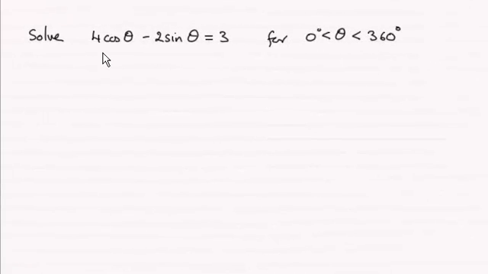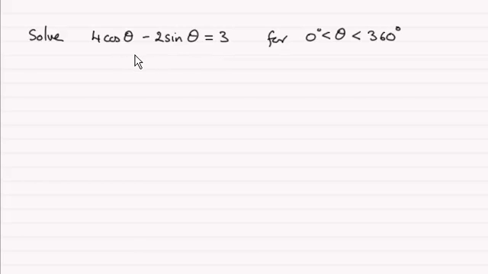Hi, now for this question we're being asked to solve this trigonometric equation: 4 cos theta minus 2 sin theta equals 3, for theta between 0 and 360 degrees. Now in the previous part we saw that the left hand side here could be written as the square root of 20 multiplied by the cosine of theta plus 26.560 and so on. Okay, and so this would equal 3.